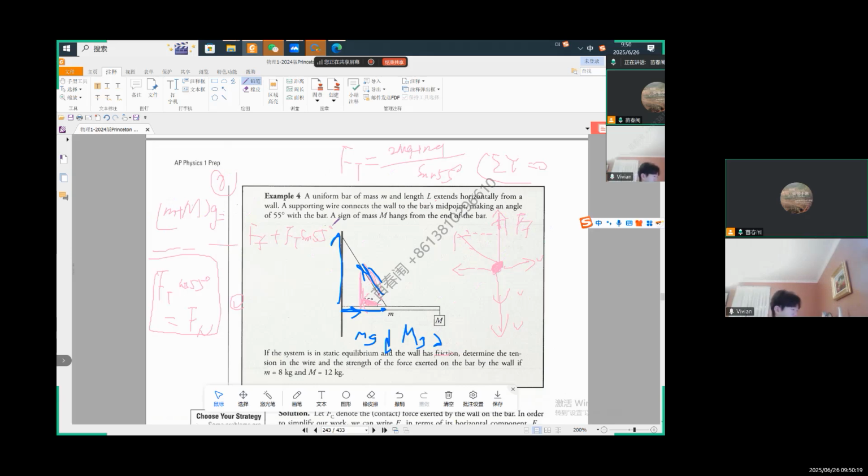This geometry thing is tricky in the beginning, so you have to basically draw it very carefully. See, this is F tension, and this is 55 degree, and this is my FTX, this is FTY, right? Then I use trigonometry to deduce all the way. So this is basically how I get this one, right? With this one, I can get the friction, right?